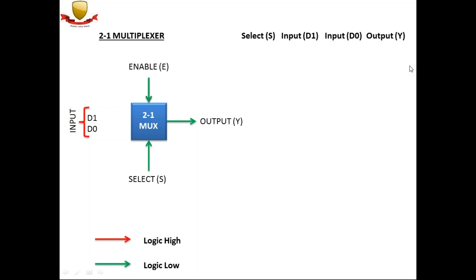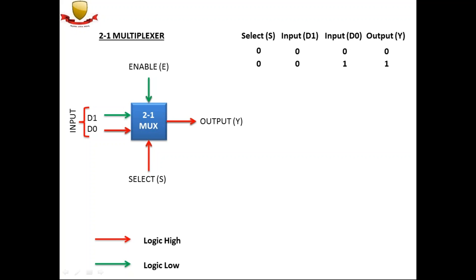Let's see how it works. First, let's say the select input is low, that is, 0. Then D1, D0 are 0, 0, and the output will be 0. Why? Because being in the low logic state, D0 is selected. In a similar case, let's say select line is 0, input D1 is 0, and input D0 is 1. This time the output will be 1. It simply means that the D1 state is a don't care condition. Whether it is 0 or 1, it is not going to affect the output.